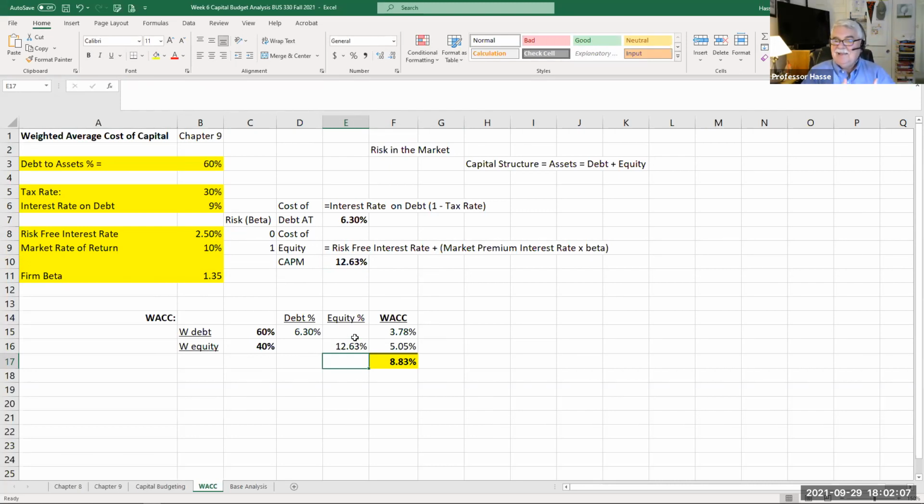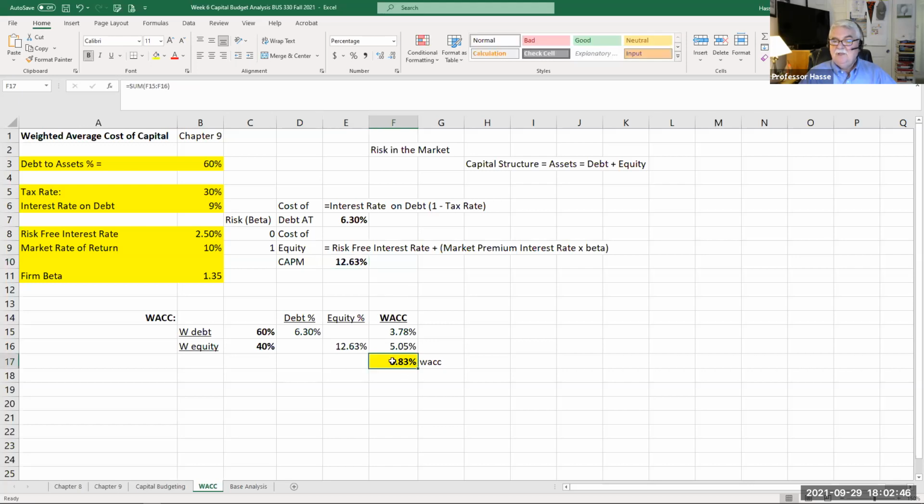And now I take that interest rate and I weight it to the part of the company that's invested in equity, 40%, and weigh it, 5.05%. Ladies and gentlemen, Madame and Messieurs, our weighted average cost of capital is 8.83%, based on the company's capital structure, their risk in the market for debt and equity.